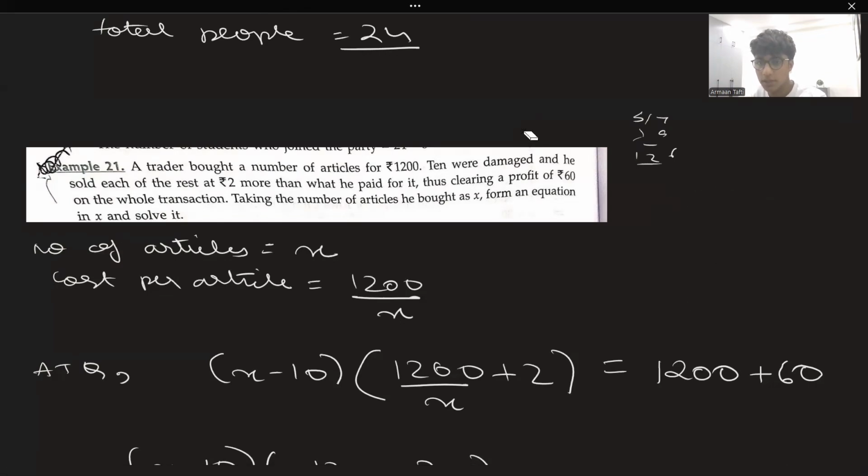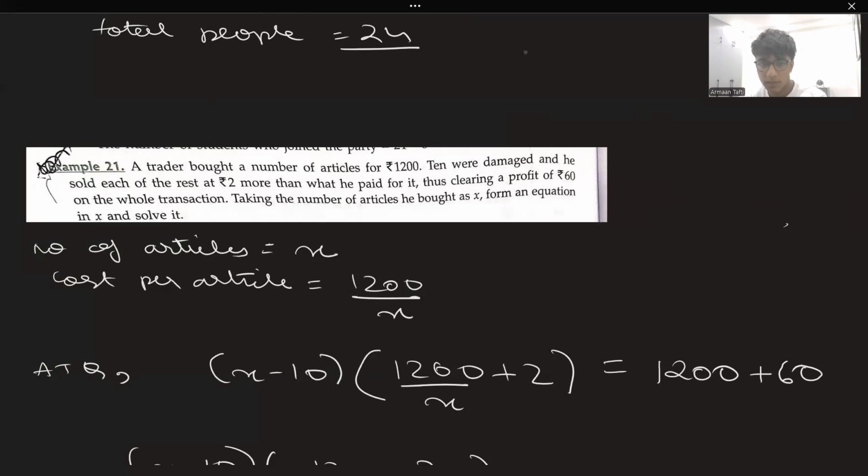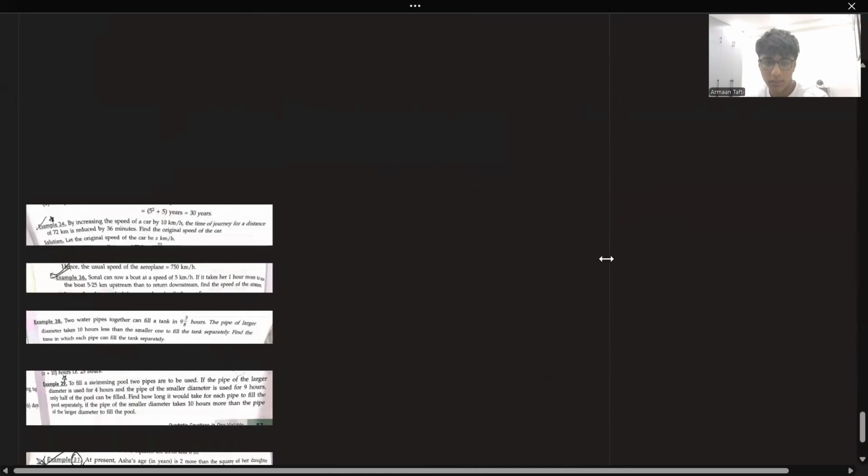And there we go. Systematically approach these problems and you shouldn't face any problem. There. Let's move on to the next question now.